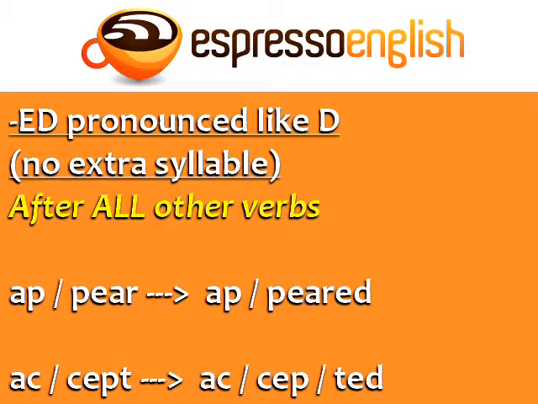Here's an example of the difference in pronunciation 2 and pronunciation 3. The past of appear is appeared. Appear has 2 syllables, and appeared also has 2 syllables. Don't pronounce it appeared with 3. This is different from the verb accept. The past of accept is accepted. Accept has 2 syllables, and accepted has 3 syllables.